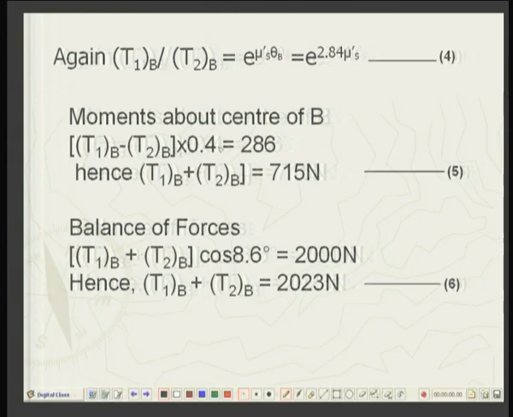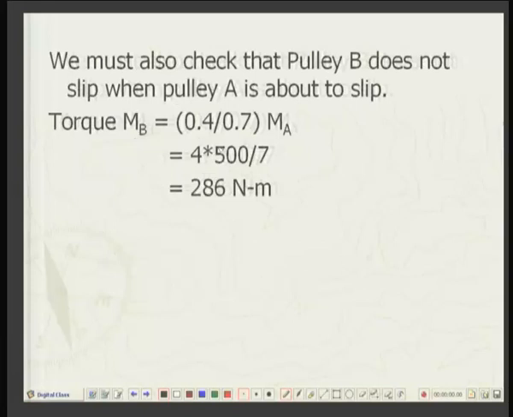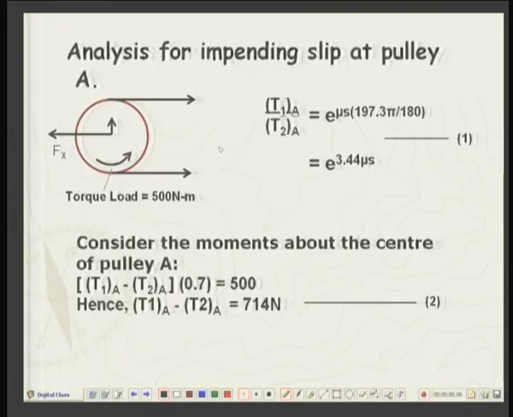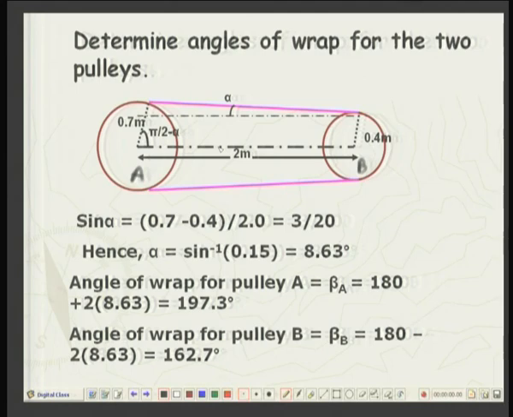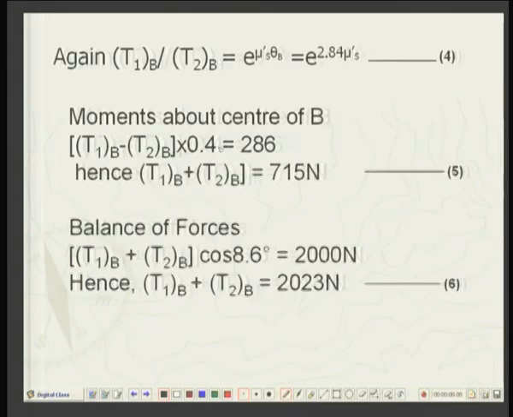So suppose the corresponding coefficient of static friction is mu s dash, then it is e to the power mu s dash times the angle of wrap at pulley B. The angle of wrap is known to us, it was calculated as 162.7 degrees, which converts into radians as 2.84, times the coefficient of static friction mu s dash.